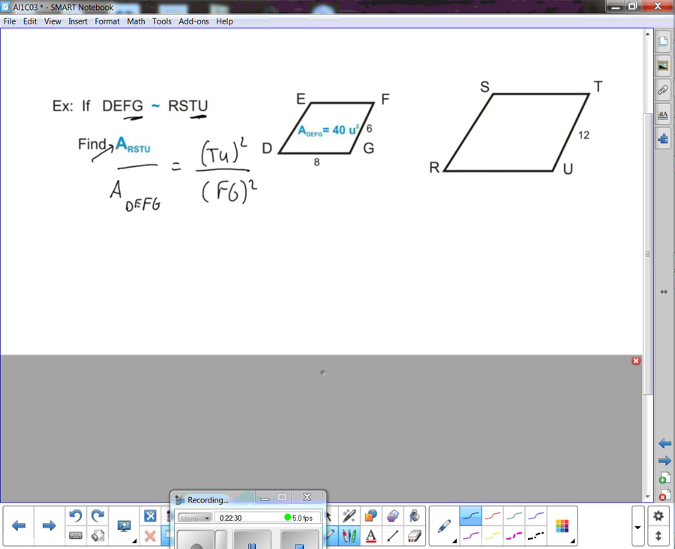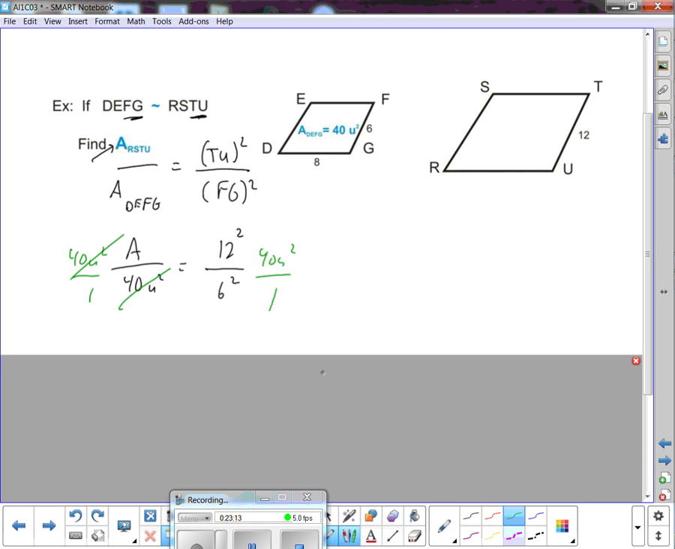So now let's go ahead and sub in. I can just use A now on the top. It tells me the area of DEFG. It's 40 units squared. TU is 12. Remember, you got to square it. And FG is 6. And remember, you got to square it. Now, by the way, how would you finish this off? Well, multiply both sides by 40 units squared, right? Because the way we set it up, we put what we're looking for in the top left, which makes the problem easier to finish.